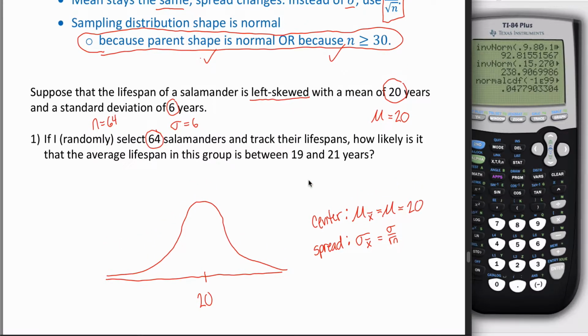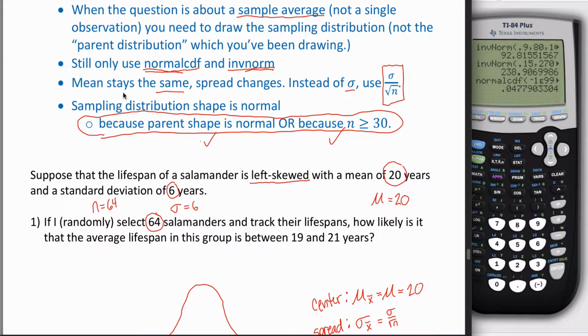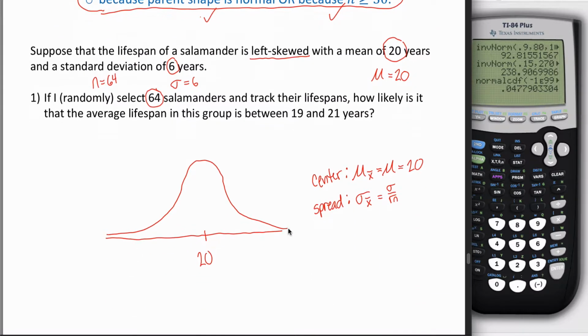That's what I was getting at earlier when I talked about the mean staying the same, but the spread changing. When your calculator asks you for spread, which it will when you use normalCDF and inverse norm, you've got to know that if it's a sampling distribution question, don't put in sigma. It'll give you the wrong answer. Put in sigma divided by the square root of n. So in this case, n is 64, and sigma is 6. So I would do 6 divided by the square root of 64.